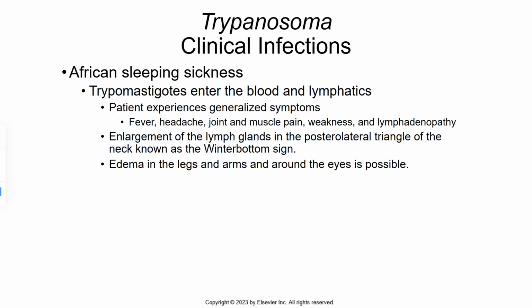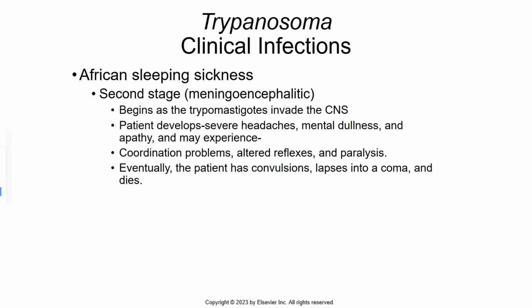Trypomastigotes enter the blood and lymphatics. The patient experiences generalized symptoms, enlargement of the lymph glands in the posterolateral triangle of the neck, and edema in the legs and arms. Edema around the eyes is possible.